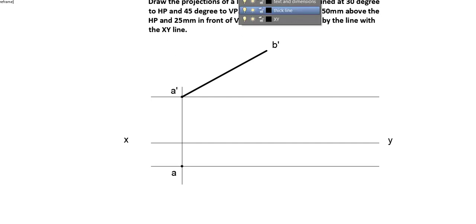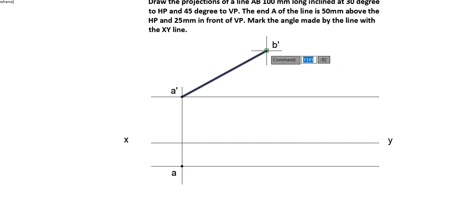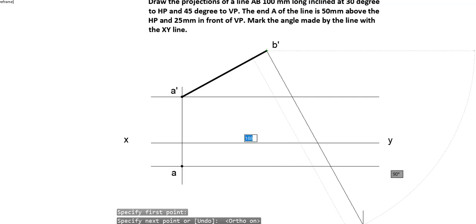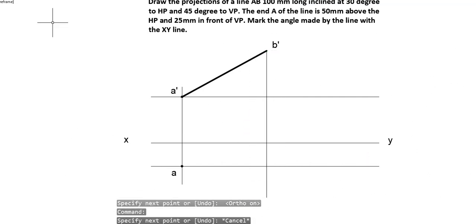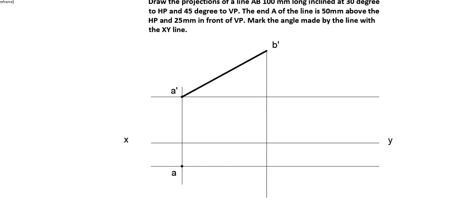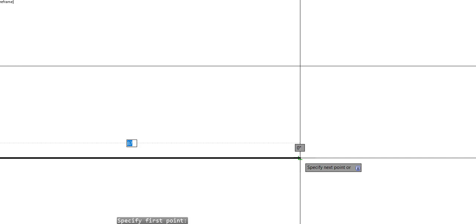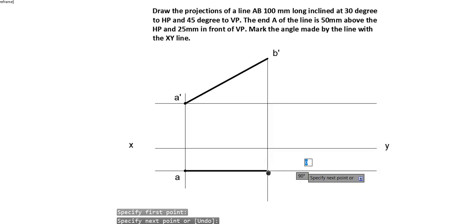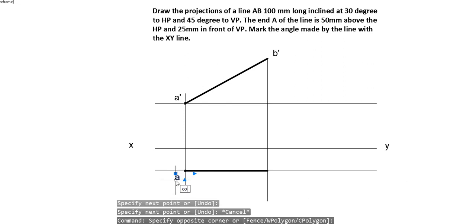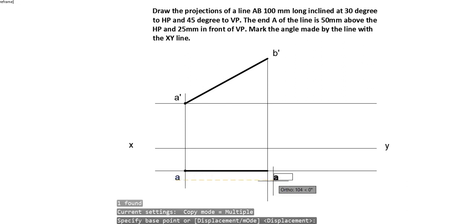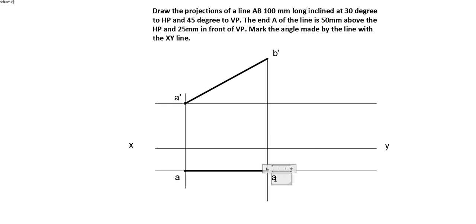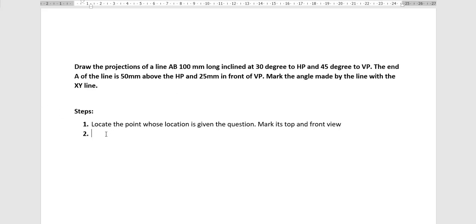Then in order to get the top view, I'm going to draw the projector downwards. Then using a thick line, I will join this point and the point of intersection here. So what we have here is the point B. The first step we have completed, and the second step also we have completed.